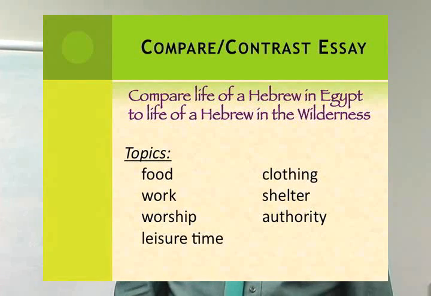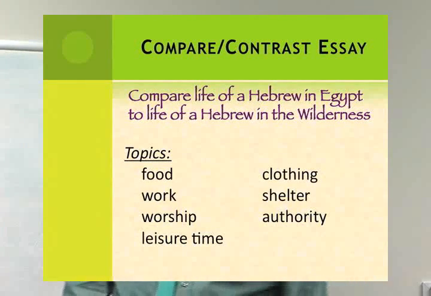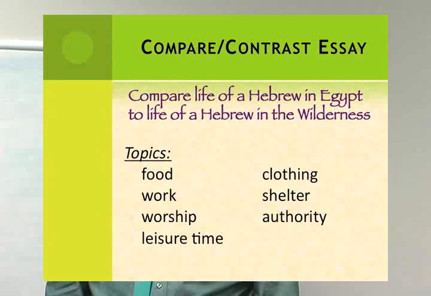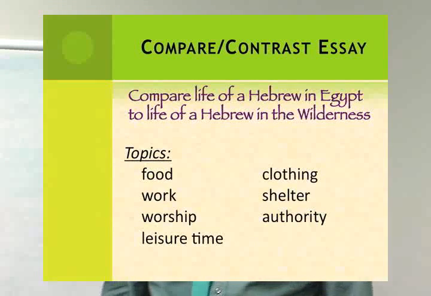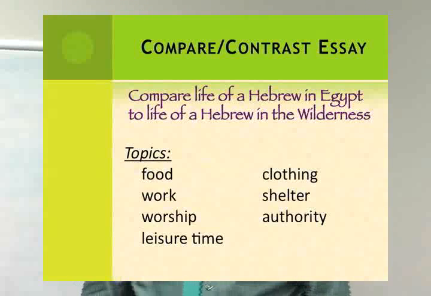And we're picking as our topic this one: compare the life of a Hebrew in Egypt to the life of a Hebrew in the wilderness. Topics are food, work, worship, leisure time, clothing, shelter, authority. We've had our students pick 3 of those and do Venn diagrams for each of those 3. I'm going to work through one of them with this video today.